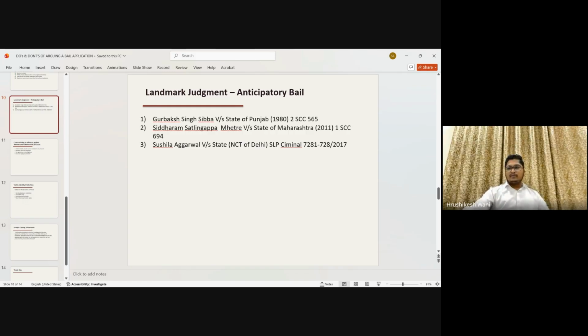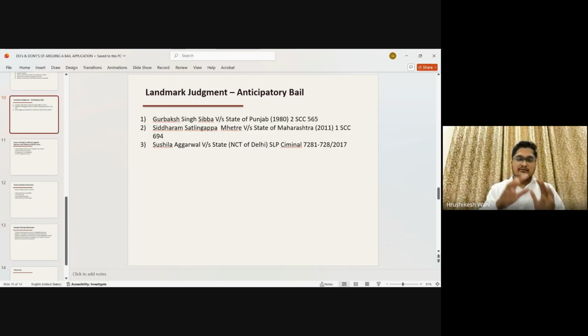And now coming to the closing part of arguing a bail application. While you close your bail application, state your prayer. While stating your prayer, state that considering all the grounds that have been stated before the court, the court may kindly release the accused either on regular bail or anticipatory bail, and then conclude.